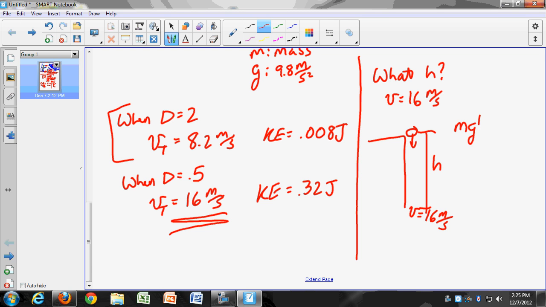So I just say mgh equals 1/2 mv squared. That's potential energy at the top is equal to the kinetic energy at the bottom. And then I solve for h using v equals 16 meters per second. And I get h equals 13 meters. You know, that's about 40 feet or so.